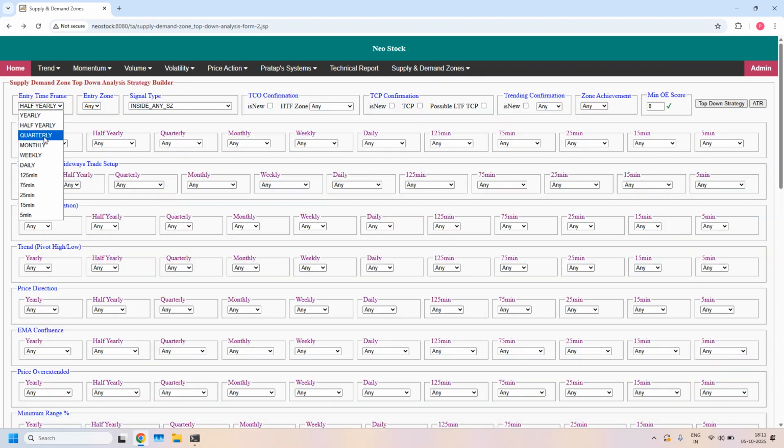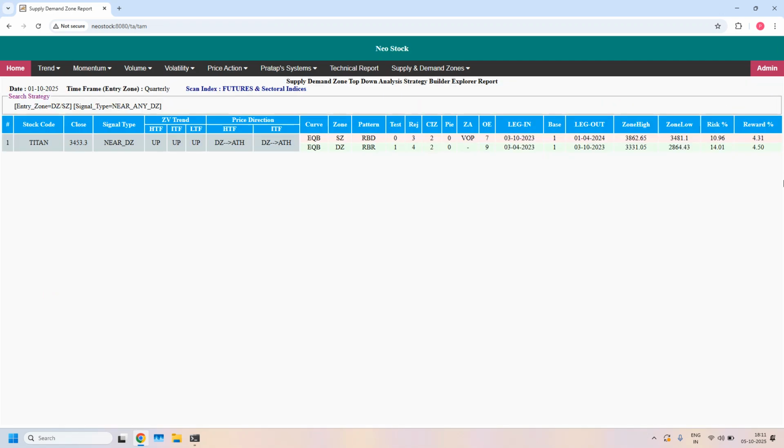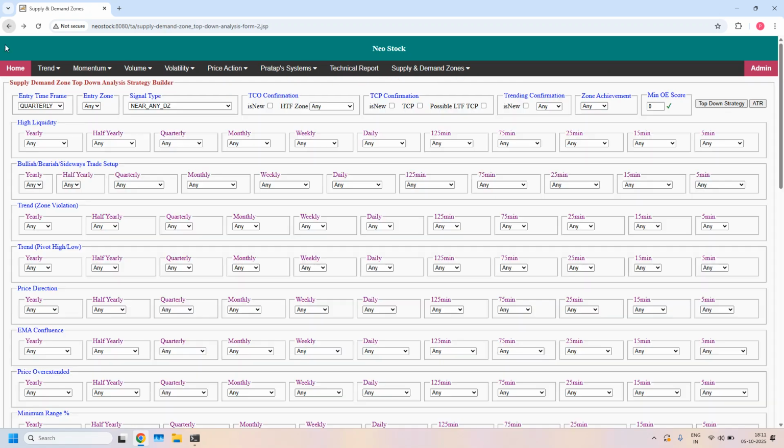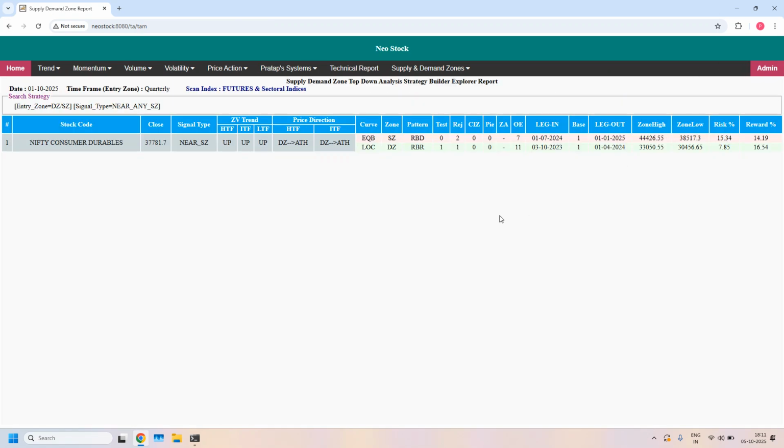Next time frame is quarterly. Stocks near to the quarterly demand zone. We got 1 stock. Next, stocks near quarterly supply zone. We got 1 stock.